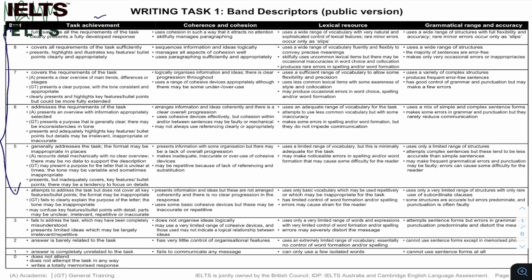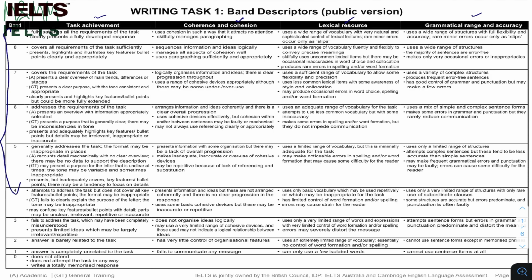One is the task achievement, did you cover all the things that the task was asking from you. Coherence and cohesion. Lexical resource, which is basically your vocabulary. Grammatical range and accuracy, it's your grammar. Coherence and cohesion simply means how well your ideas and your sentences are connected with each other, as in the flow of your entire task, and how easy it was for the examiner to understand whatever you have written or typed down.